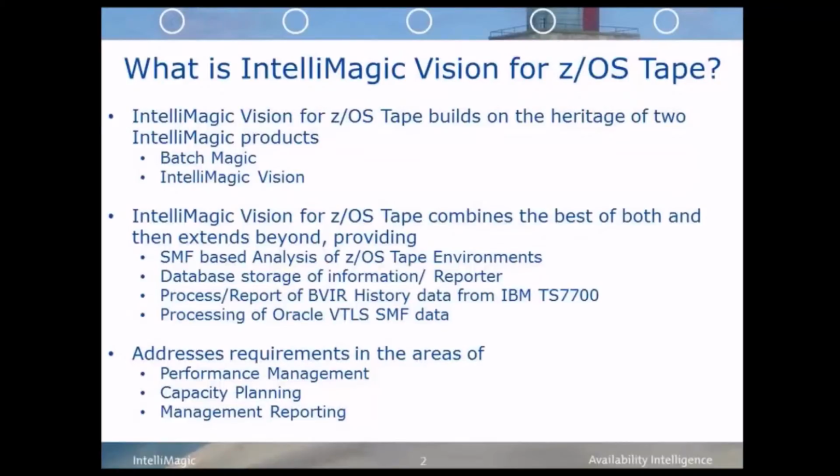and reporting. We extend that ability to process and report the Bulk Volume Information Retrieval (BVIR) history data from the IBM TS7700. We also process Oracle Virtual Tape Library System data and SMF data. This gives us a platform to address performance management, capacity planning, and management reporting. In order to perform these capabilities, we process data sources to gather information.